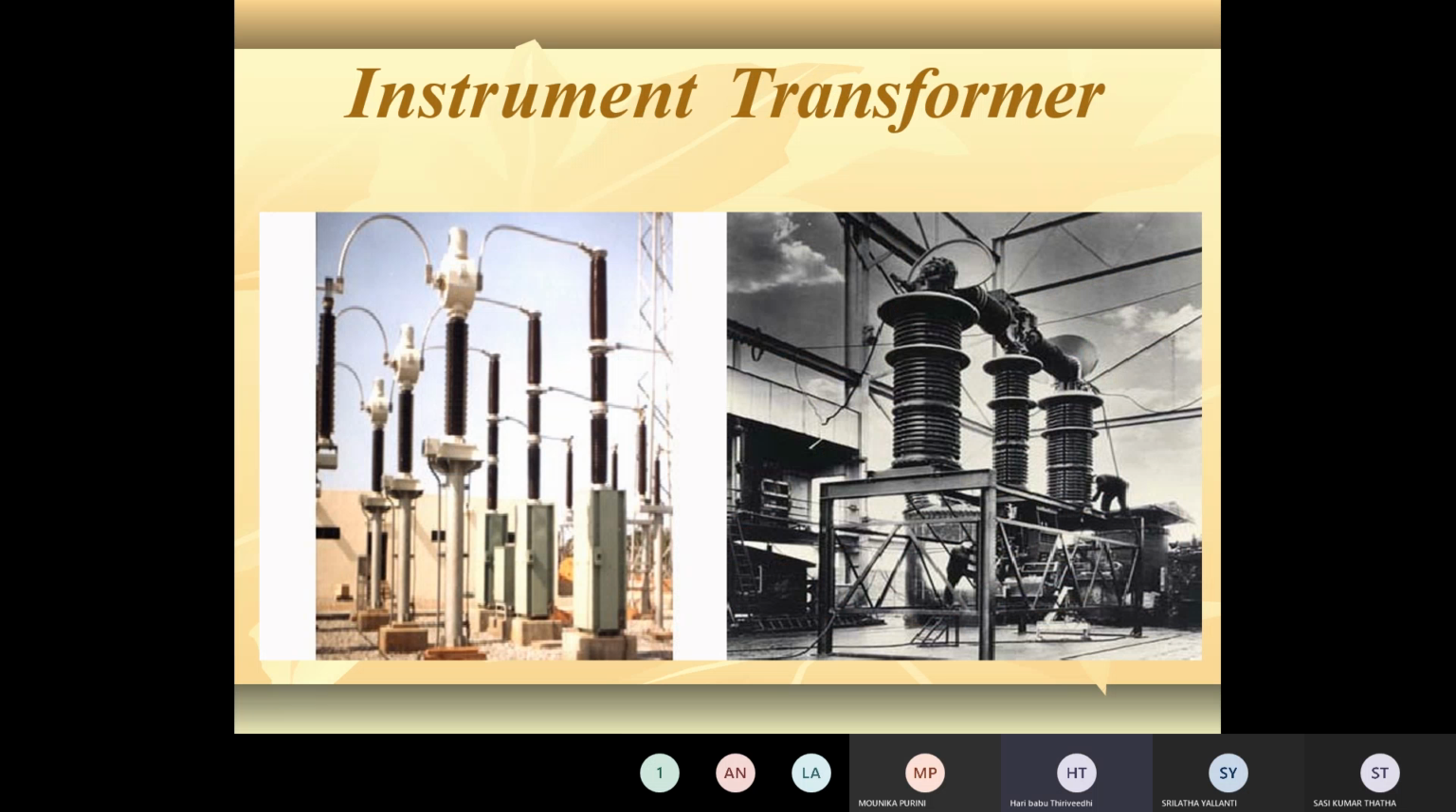These are the instrument transformers. In the substation itself, the instrument transformers are installed like this. This is the normal view and this is the closed view. Instrument transformers: high currents and high voltages are measured with the help of these two transformers.